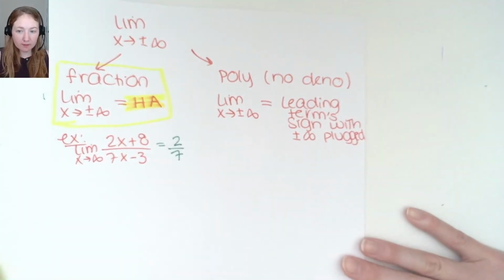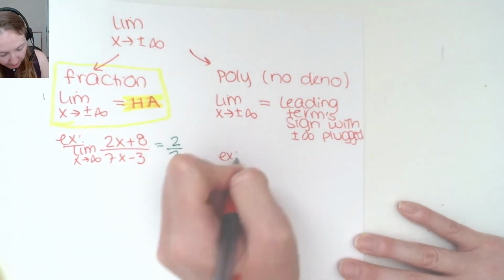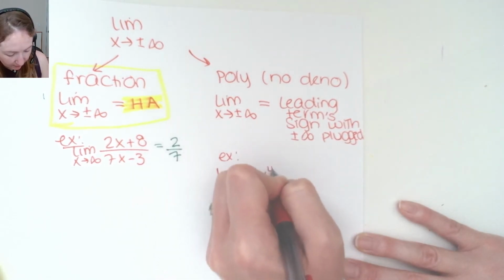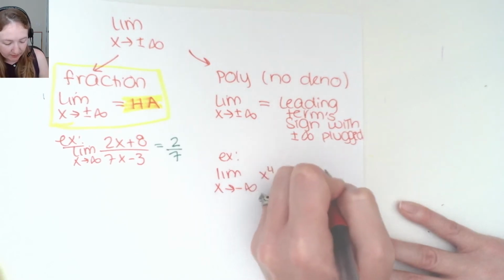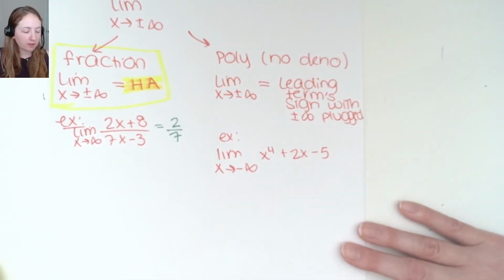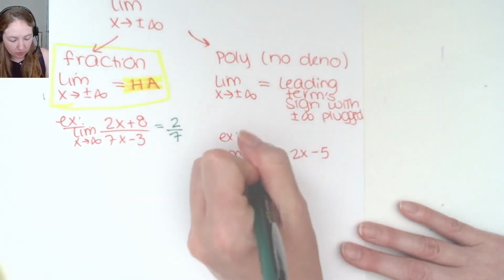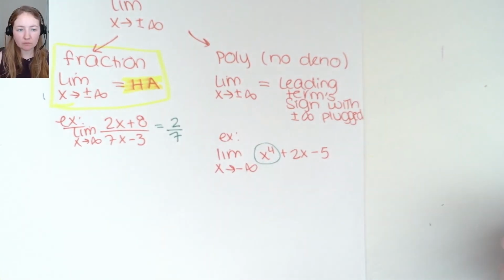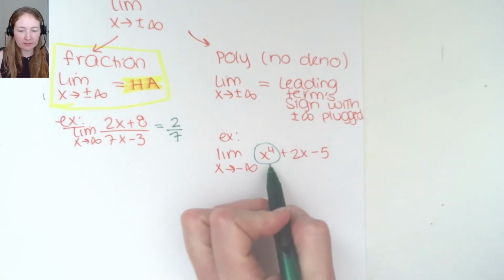So, for example, if you have the limit as x goes to negative infinity of x to the fourth plus 2x minus 5, all that's really going to matter there is that leading term, because these trailing terms are not going to matter as you go out to infinity. They're going to be smaller than that leading term.